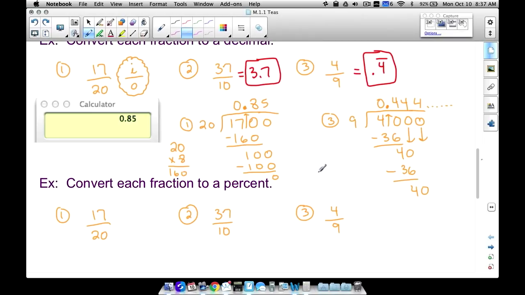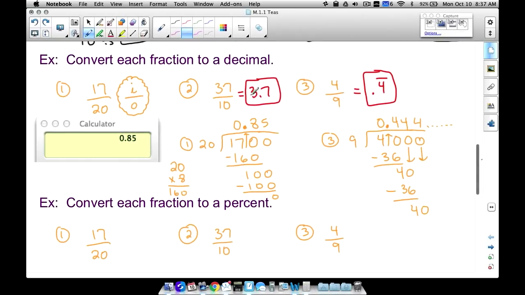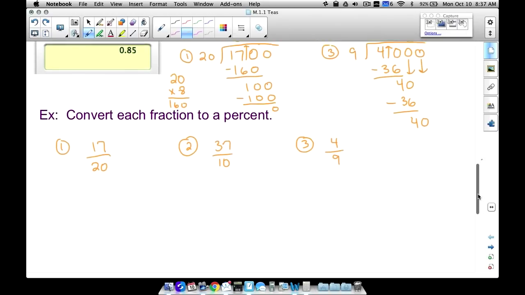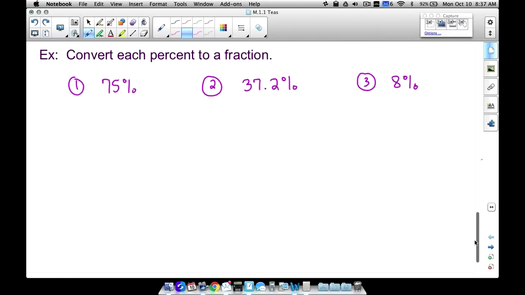All right. So a real quick way to convert a fraction to a decimal is to just divide it. 17 divided by 20, 37 divided by 10, 4 divided by 9. But long division will get you that same answer as well. And I think we got 2 more topics here.